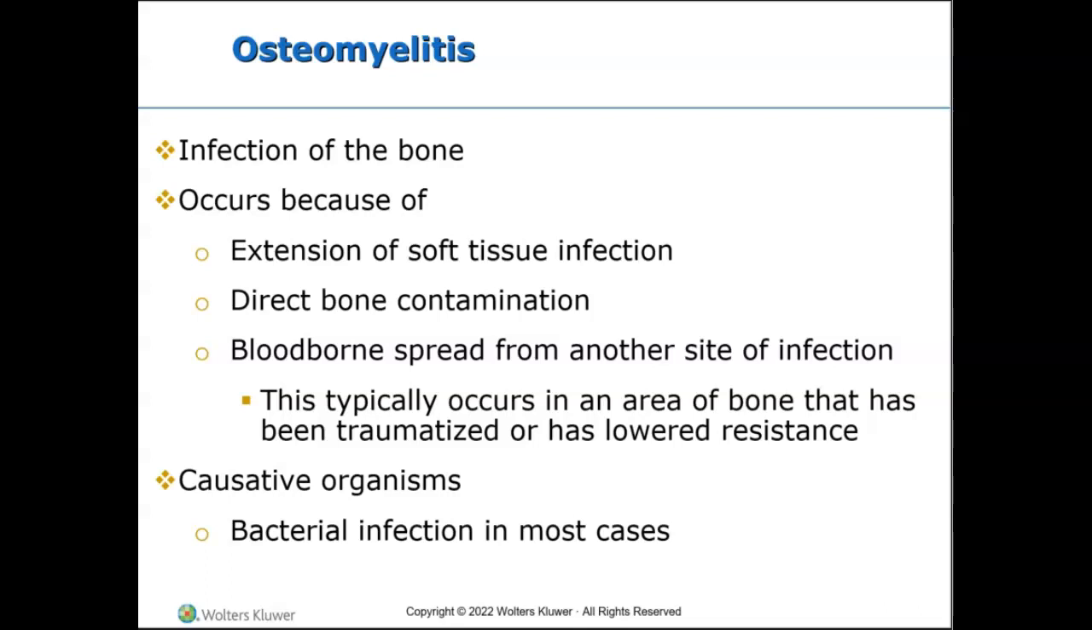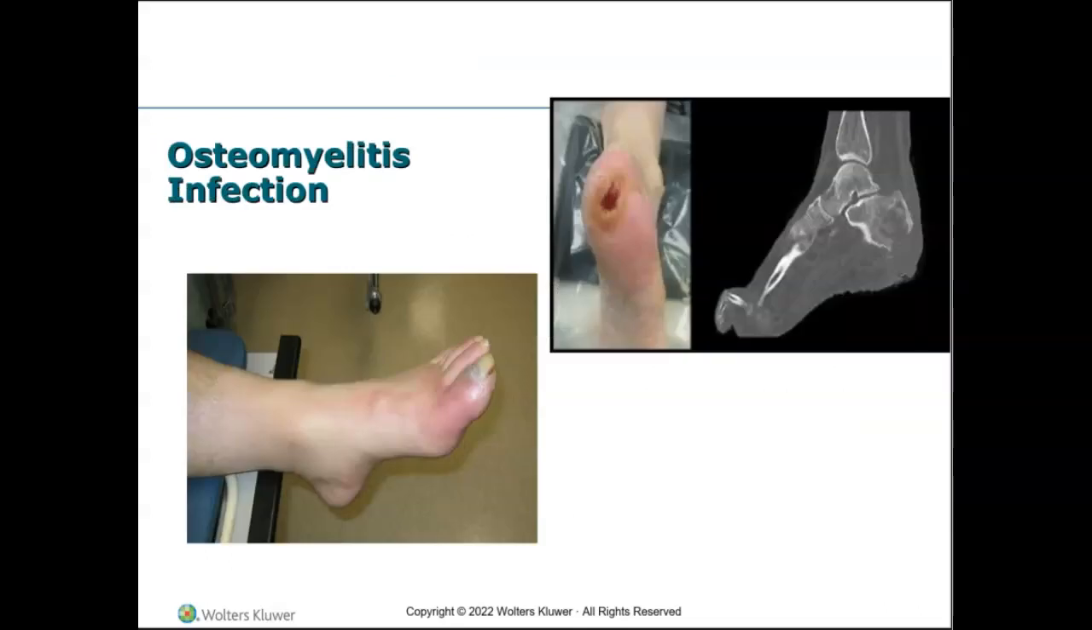Again, it occurs because bacteria gets in there either through the blood or an extension of soft tissue, or it could be direct bone contamination. It could be from a blood-borne spread from another site of infection, usually from trauma, right? And again, the causative agent or organism, pathogen, is bacteria. And this slide shows clinical manifestations of osteomyelitis, right?